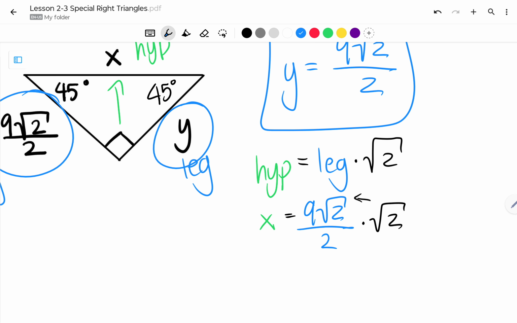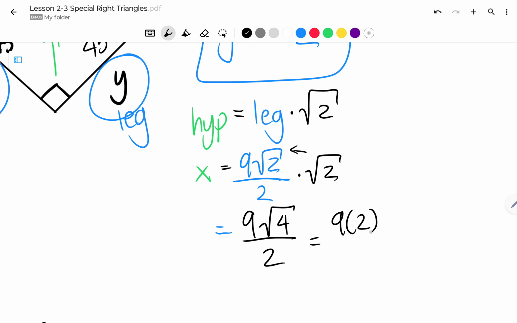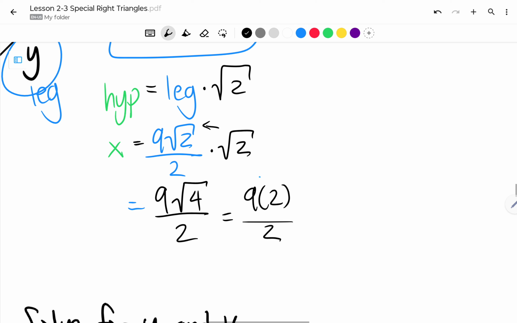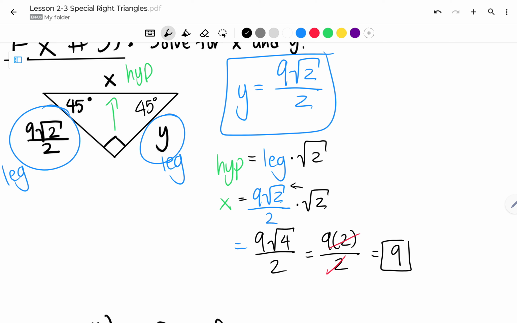So if we're multiplying it to the top, square root of 2 times, you're going to multiply to the other square root number. So that should be 9 square root of 4 over 2, right? And then square root of 4 is 2. And then from here, you should know that if you have 2 on the top, 2 on the bottom, they're going to cancel out and it'll just stay at 9, okay? So I have my y and I have my x. y is 9 square root of 2 over 2. x is just 9.